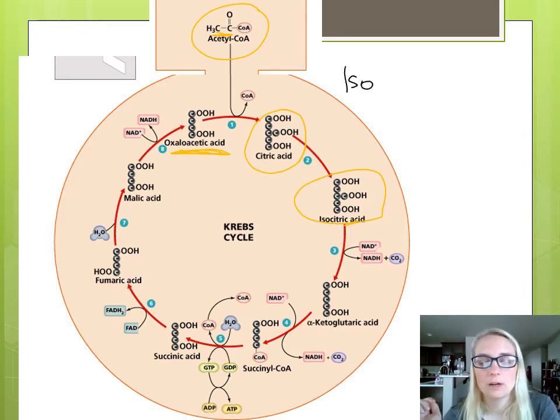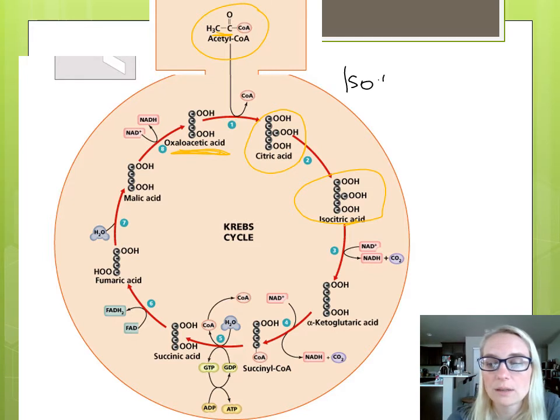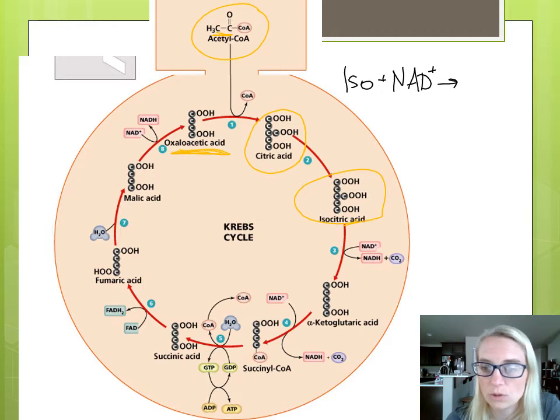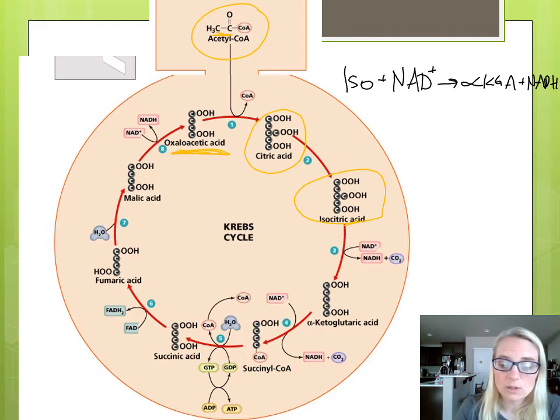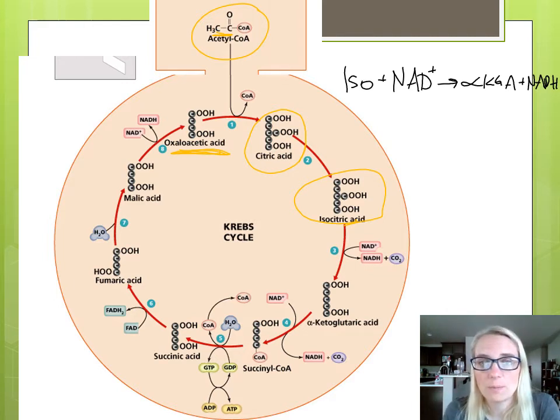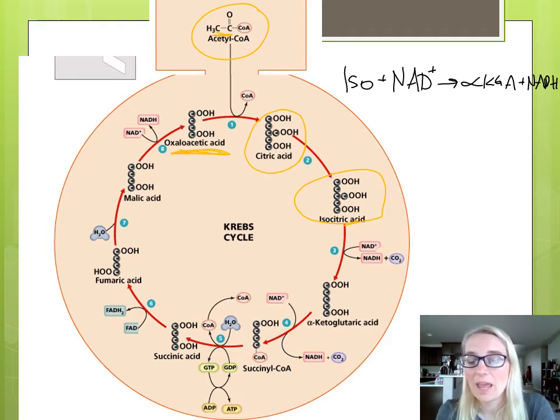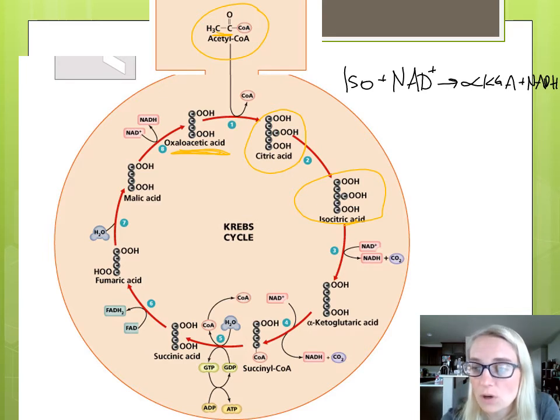I'm just going to abbreviate here. Isocitric acid plus NAD plus goes to alpha ketoglutaric acid plus NADH. Okay. Now we've kind of seen this pattern a couple times already. So where do we think the electrons are coming from? Who's getting oxidized? Who's getting reduced? Well, we see the NAD plus turns into NADH at the product. So we know there's going to be electrons probably hanging out with that hydrogen.